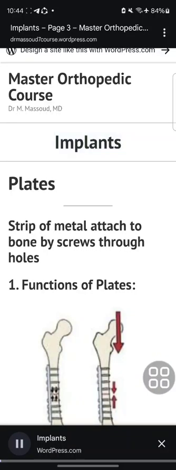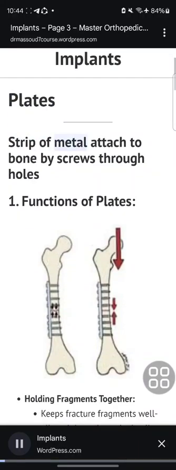Implants. Plates. A strip of metal attached to bone by screws through holes.